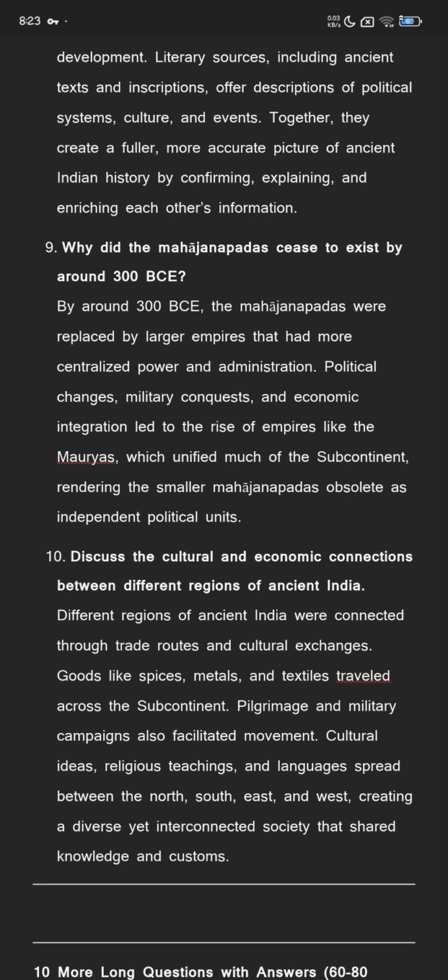Discuss the cultural and economic connections between different regions of the ancient India. Different regions of ancient India were connected through trade routes and cultural exchanges. Goods like spices, metals, and textiles traveled across the subcontinent. Pilgrimage and military campaigns also facilitated movement. Cultural ideas, religious teachings, and languages spread between the north, south, east, west, creating a diverse yet interconnected society that shared knowledge and customs.